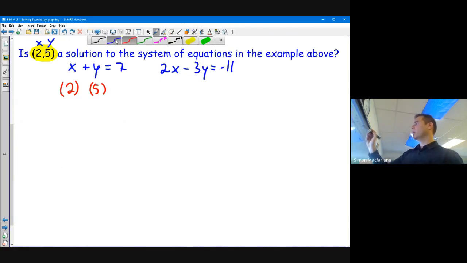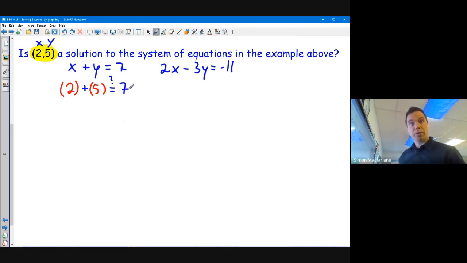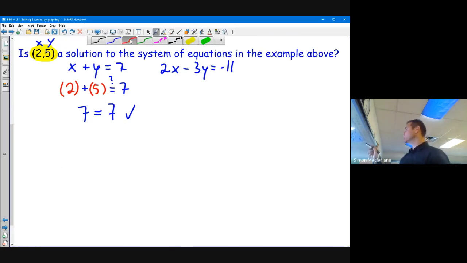2 is x, and 5 is y. We're going to carry everything else down. 2 plus 5. We want to know, does this equal 7? Well, let's do a little bit of addition. 2 plus 5, that's 7. All right, so 7 does equal 7. So therefore, that point works with the first linear equation.